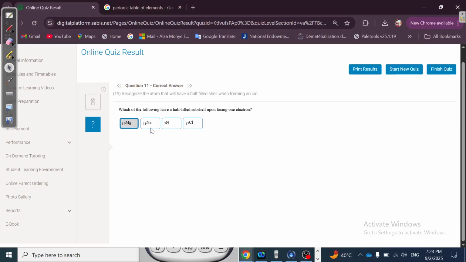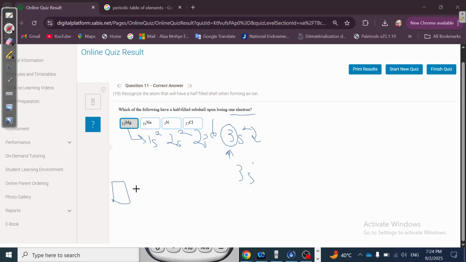Moving on. Which of the following have a half-filled subshell upon losing 1 electron? Magnesium is originally 1s2, 2s2, 2p6, 3s2. The rule is when an electron is lost, it's taken from the highest coefficient always. Why? Because these are the valence electrons, the outermost shell. So if it loses one electron, this becomes 3s1, and the rest remains the same.